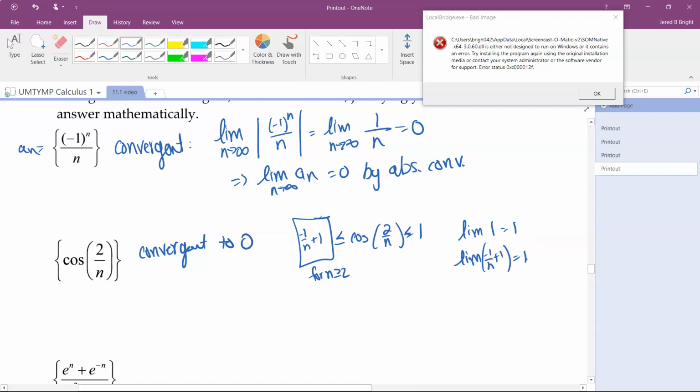Okay. So here we've squeezed it, and therefore by the squeeze theorem, the limit of cosine 2 over n as n goes to infinity is 1. And this should have been 1 from the get-go. Okay. All right. Next one.